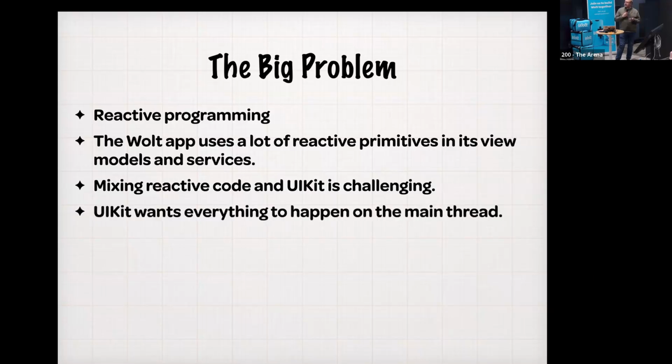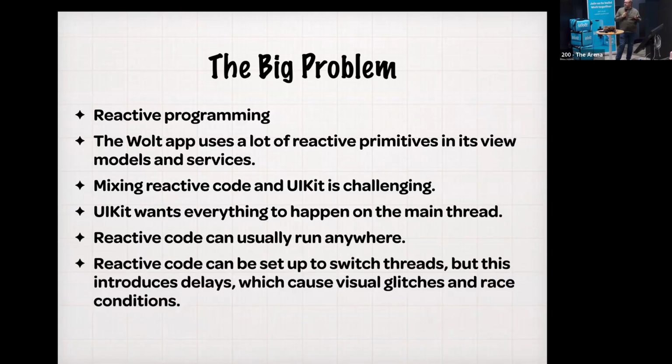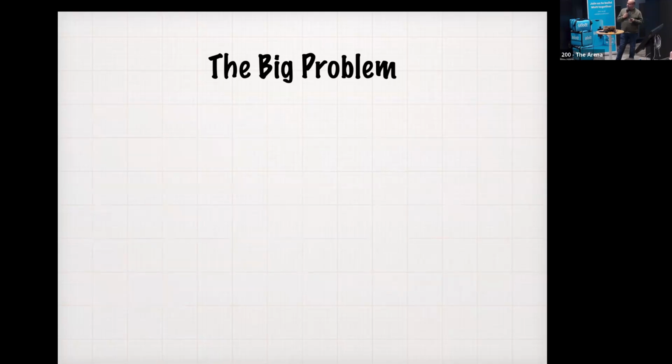Basically, the main thing is UIKit wants everything to happen on the main thread, right? We are all familiar with this. And the reactive code can run anywhere. The reactive code can switch threads, but that introduces a delay into the chain. You might miss a run loop. This leads to visual glitching when you have animations that rely on which exact run loop you are in, and you can get race conditions that can even cause crashes with table views. Generally, it can be a challenge to get the reactive stuff running properly.